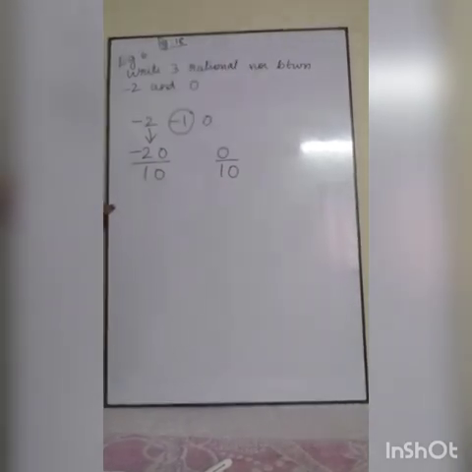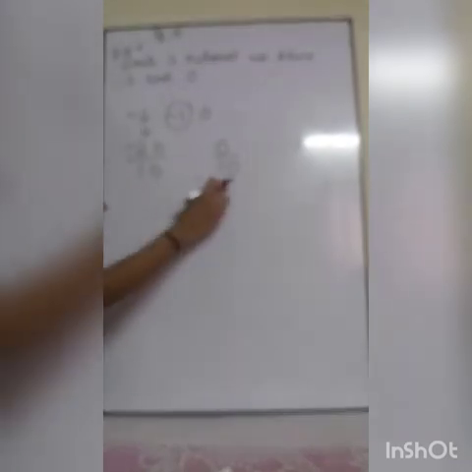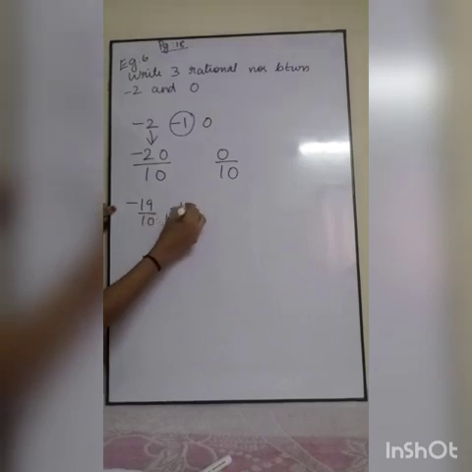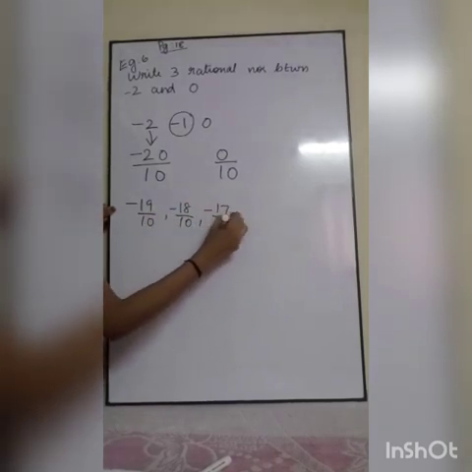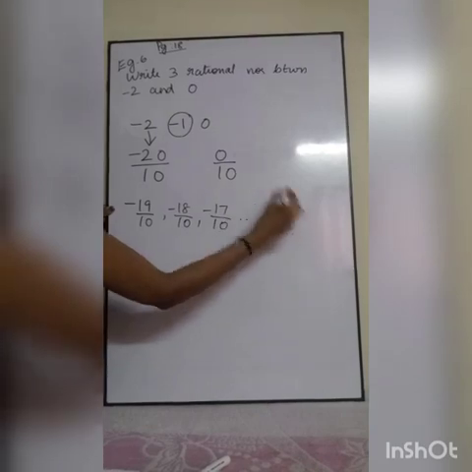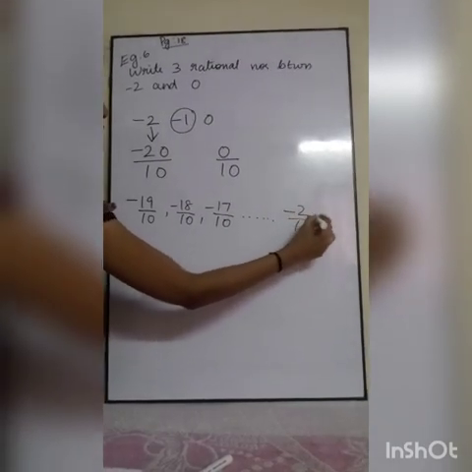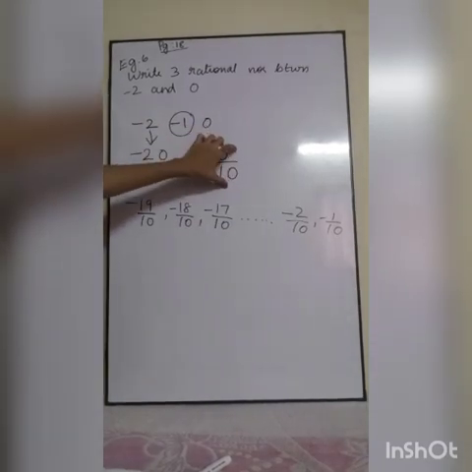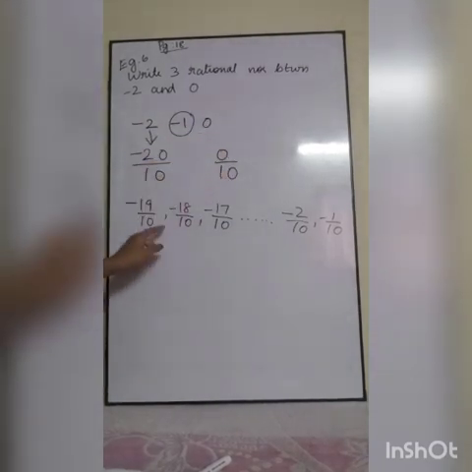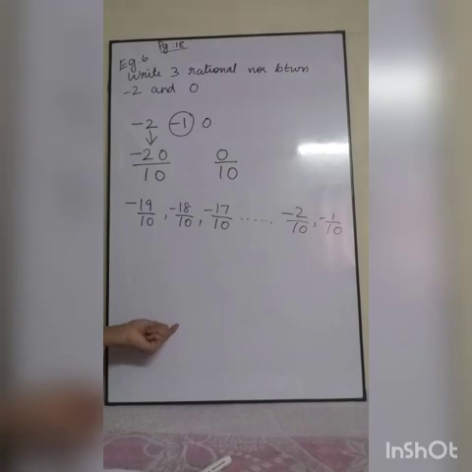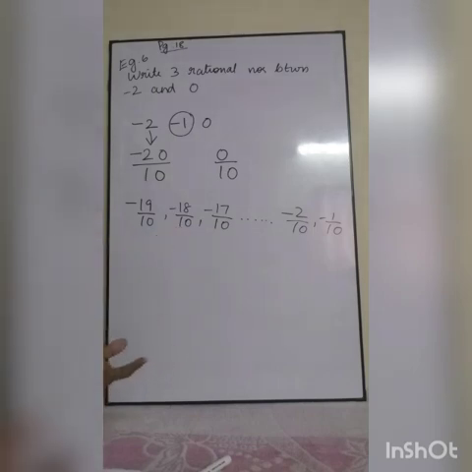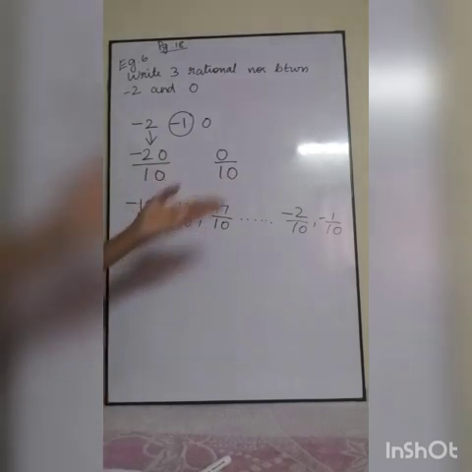Right? So what are the numbers in between this and this? Minus 19 by 10, minus 18 by 10, minus 17 by 10, and it goes on, till minus 2 by 10, minus 1 by 10. So this many numbers are there between this and this. In between these two also there will be infinite numbers. In between this minus 19 by 10 and minus 18 by 10, there will be infinite numbers. Now we have found only these, that's all.